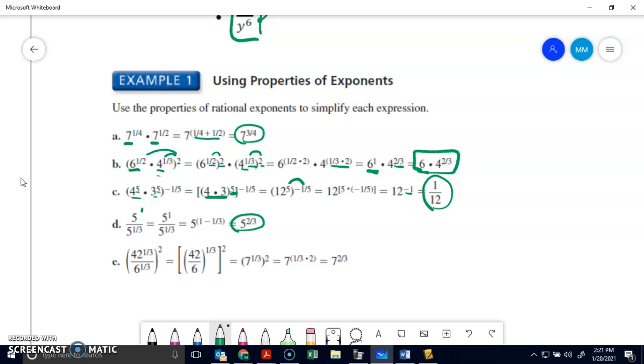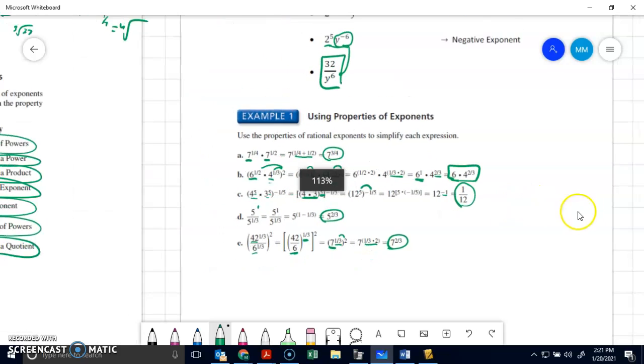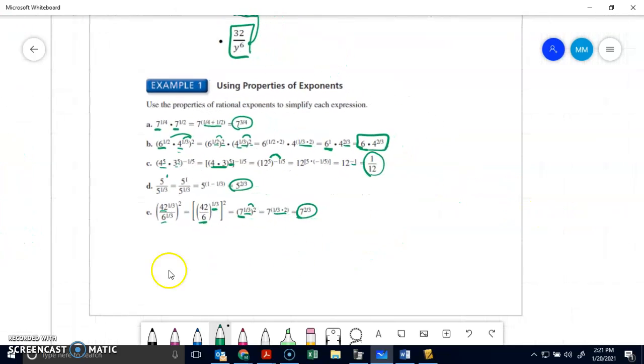And again, these have different bases. However, they do have the same exponent. So I'm going to pull those two numbers together and raise them both to the 1/3 power. 42 divided by 6 is 7 to the 1/3 power. Power to a power, you multiply, 7 to the 2/3. 1/3 times 2 is 2/3. Okay? The only way to get good at these is practice, practice, practice. Go ahead and try that at home.